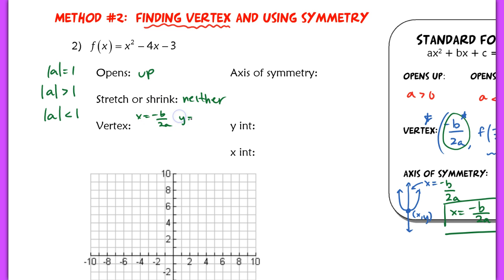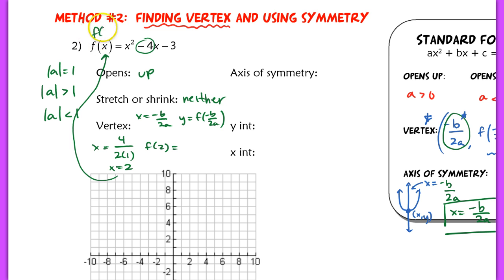Now the vertex of this, we're going to take the opposite of b over 2a. And then for the y value, we have to plug in the opposite of b over 2a. So I take the opposite of b, which is 4, and divide that by 2 times 1, and that gives me the x-coordinate. So the x-coordinate here is 2, and now I'm going to plug 2 back into the function. So I'm finding now f of 2, and we've practiced this.